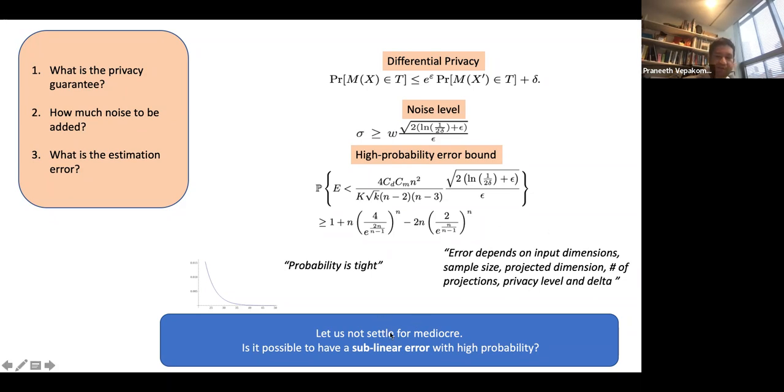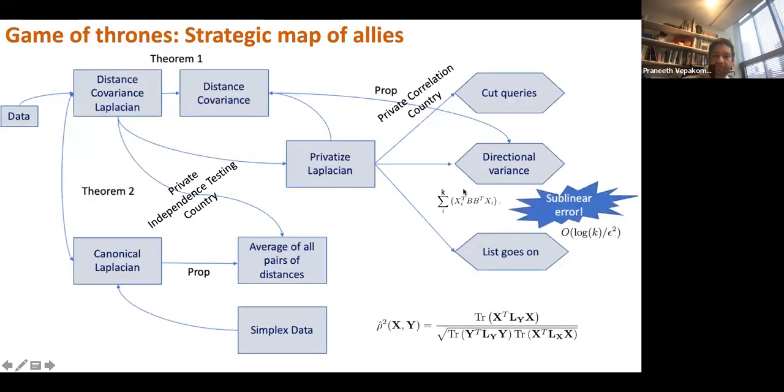But then let's not settle for mediocre. Maybe we want some sort of sublinear error that I was trying to shoot for. So ideally I want an error that doesn't depend on sample size, and also an estimation error that grows sublinearly with respect to, in specific, the dimension in which your data set lies. So this is a high level strategy. I won't go too deep into it.